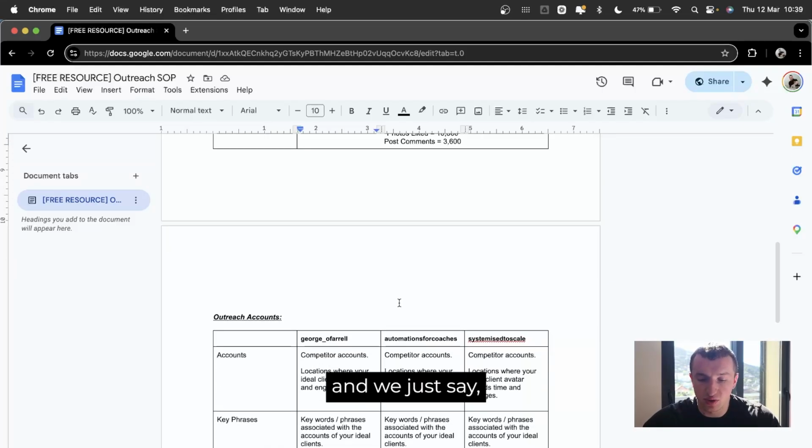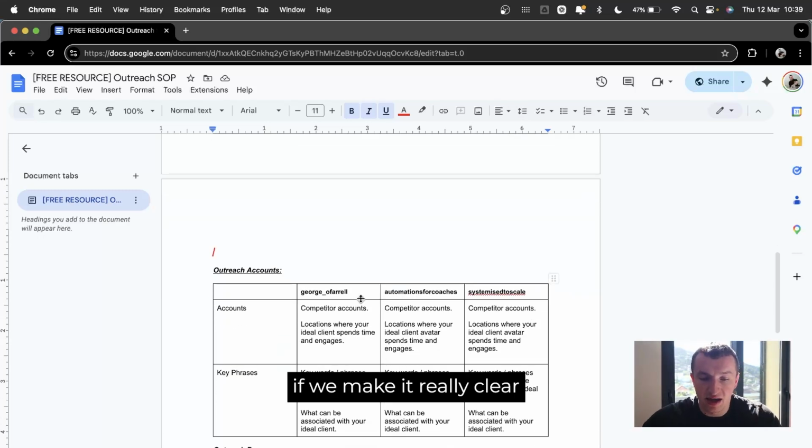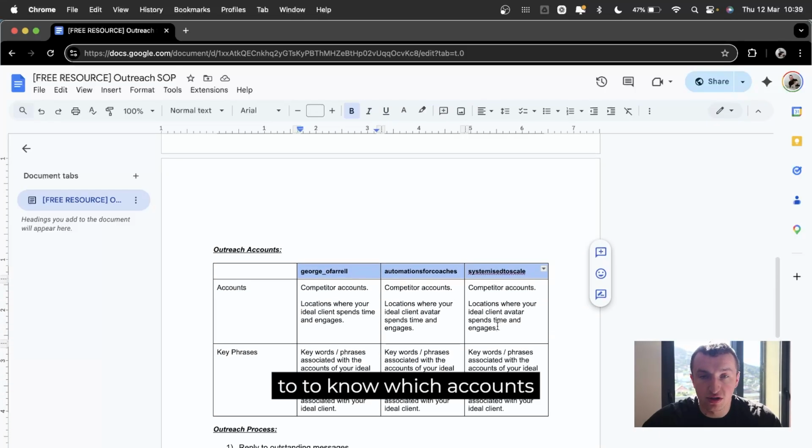If we go in and we just say, well, we're just going to do outreach from loads of random accounts, we then don't know which account brings us good quality followers. Instead, if we make it really clear on the types of accounts that we're doing outreach from, it's going to be a lot easier for us to know which accounts are bringing in the best quality leads.